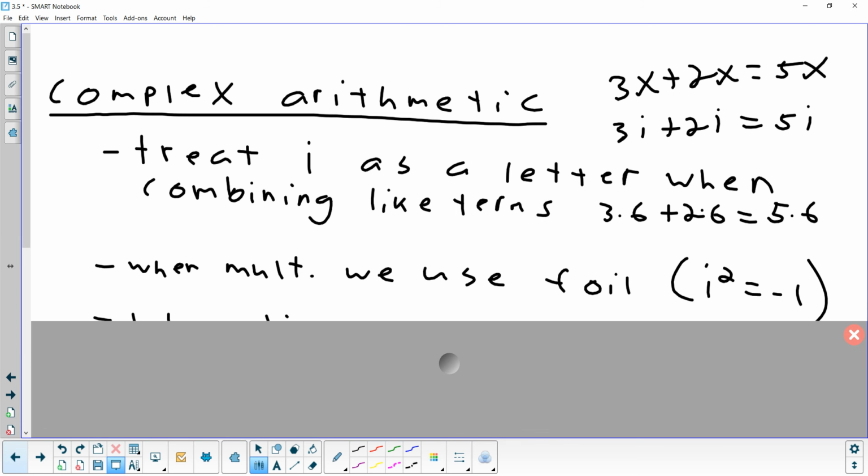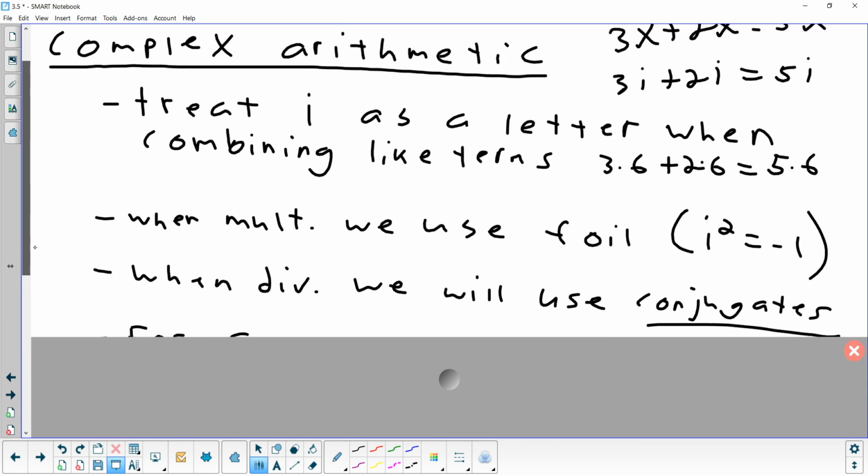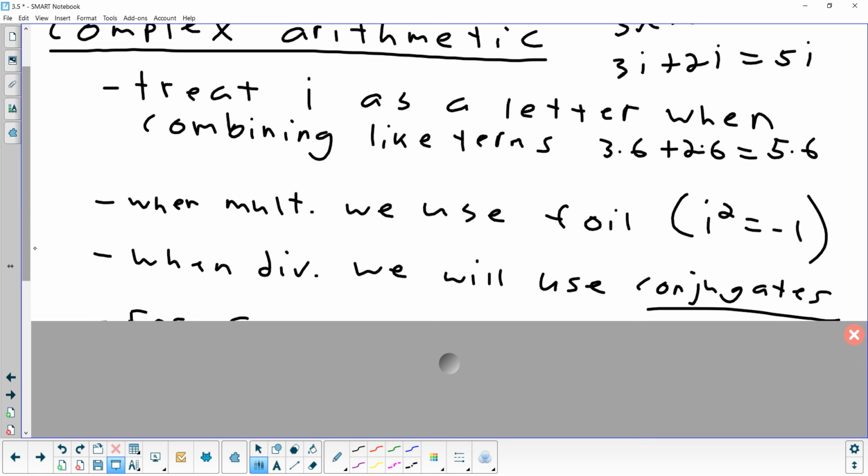What else? When we multiply out complex numbers that have a real and an imaginary part, we're going to end up doing a double distributive property. Some people might have learned that as FOIL. When we divide complex numbers, it's kind of like dividing fractions. We don't really divide fractions, we multiply to divide fractions. And that's going to be kind of the same thing here. When we have to divide complex numbers, we're going to use multiplication, and we're going to use something called the conjugate.